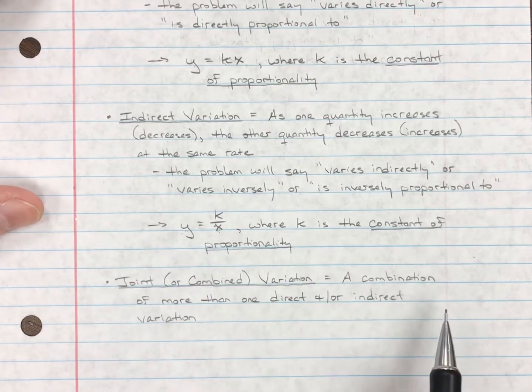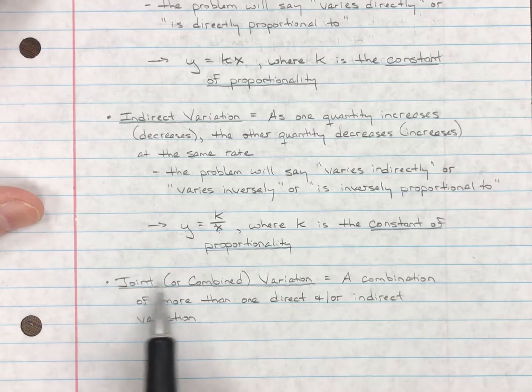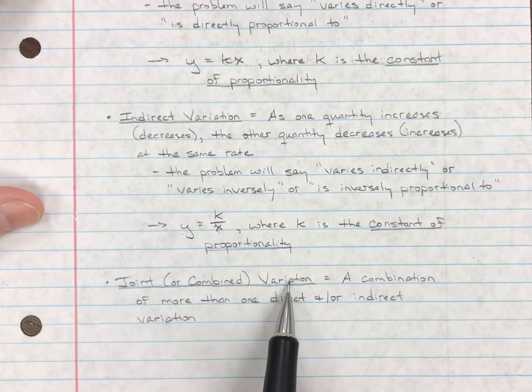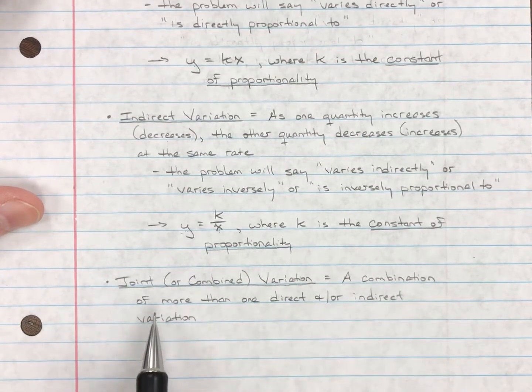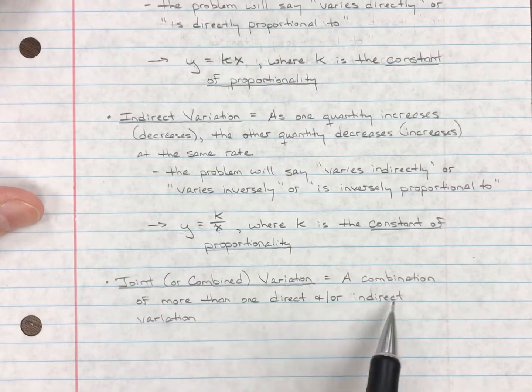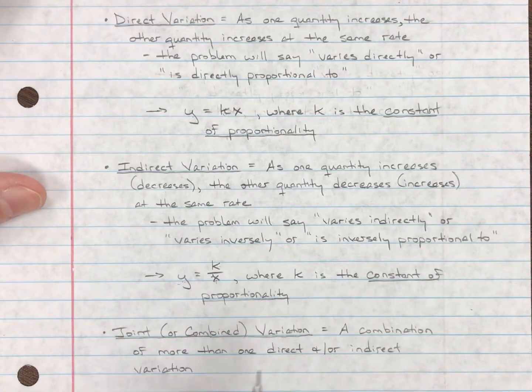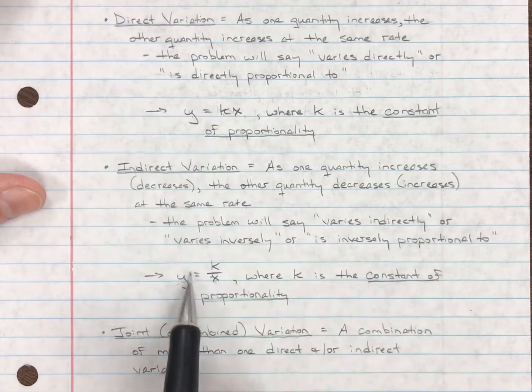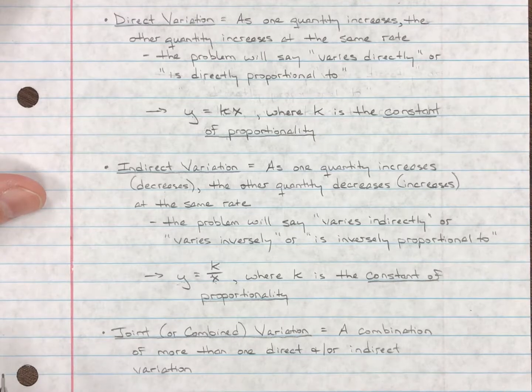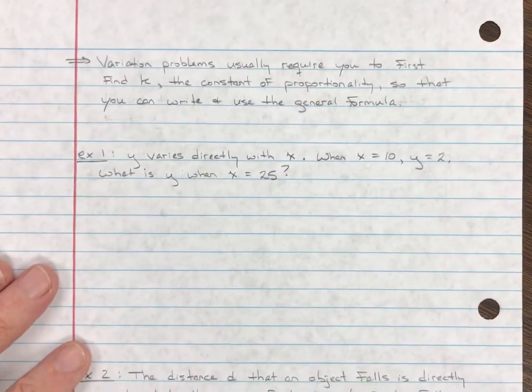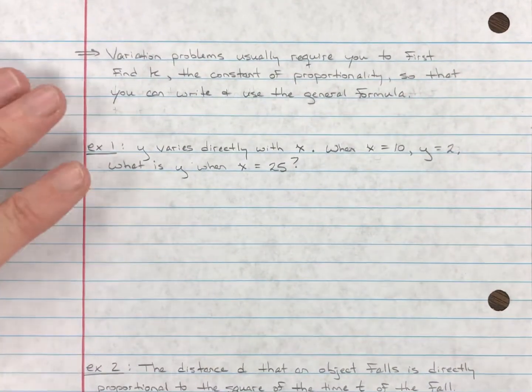All right, lastly, joint, also called combined variation, is simply a combination of more than one direct and/or indirect variation. So we're going to find ourselves with one of these example problems putting these two together a little bit. You may have direct and indirect in the same problem, but you'll still have a constant of proportionality. Okay, let's take a look at what goes on here.